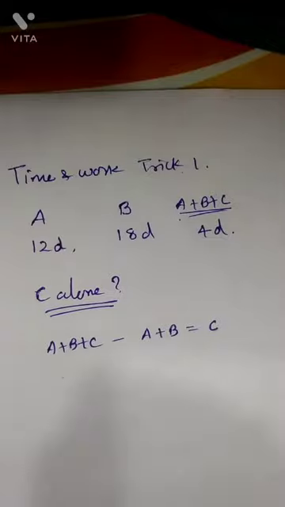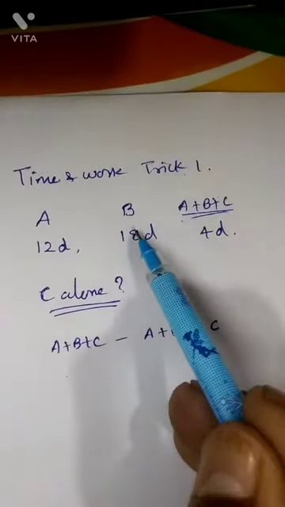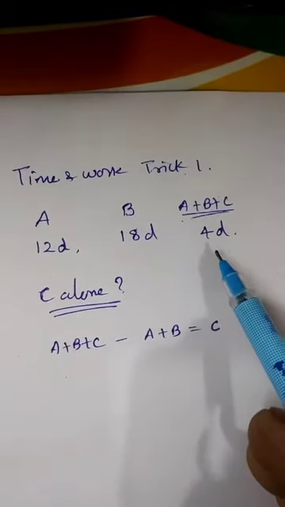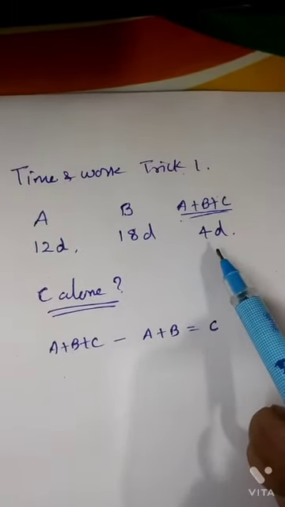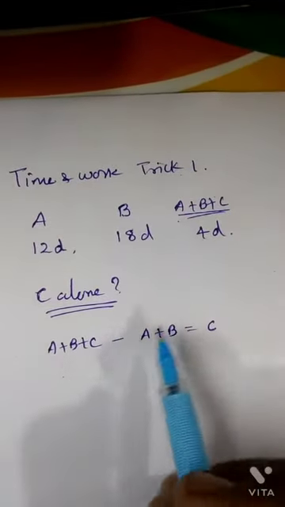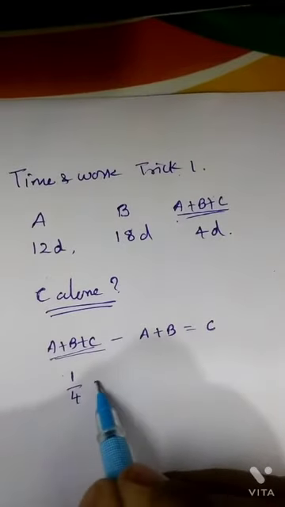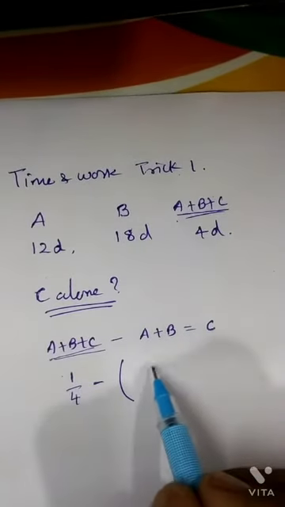Let us see this question, dear students. A can do work in 12 days. B can do the same work in 18 days. With the help of C, A plus B plus C, the 3 together will do the same work in 4 days. C alone will do it in how many days? Now this is the question. So what we are going to do is, A plus B plus C's 1 day's work is 1 by 4 minus A plus B.